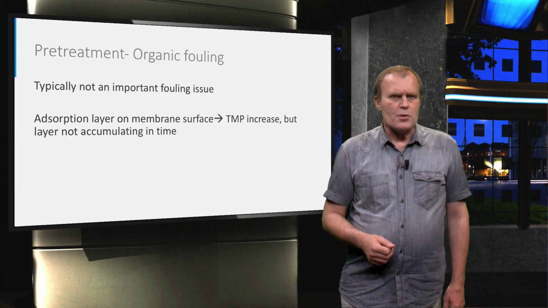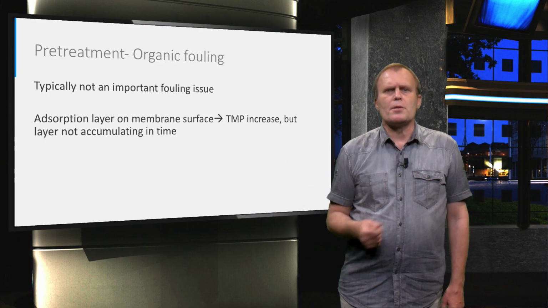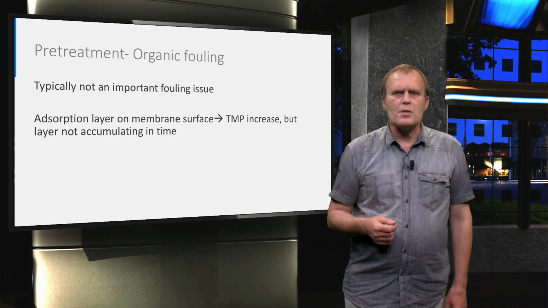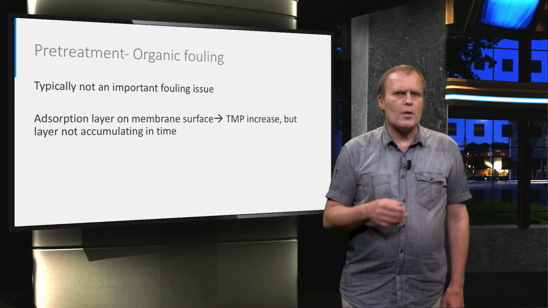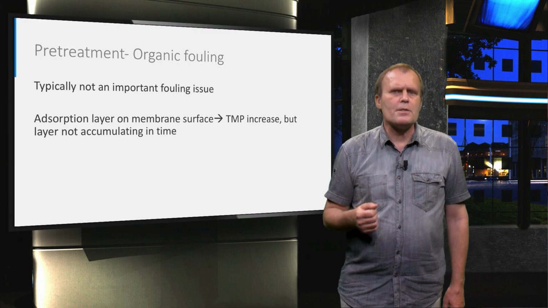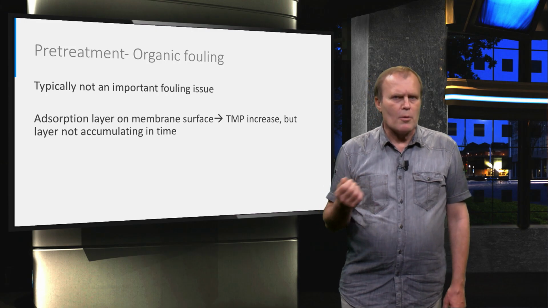Organic fouling is in most installations not an important problem. A thin layer of organic molecules adsorbed on the membrane surface can increase the membrane resistance. However, the cross-flow will limit the development in thickness of this layer, so there will be no progressing problem in time.